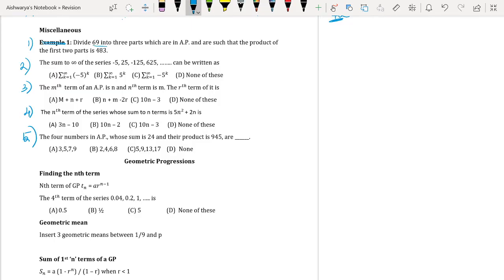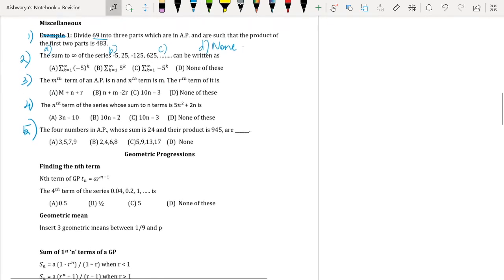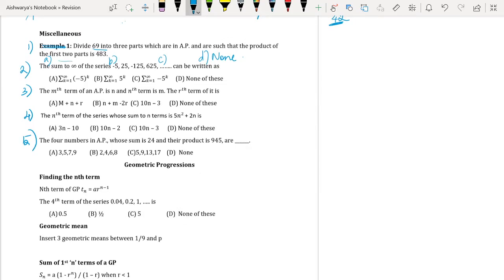So divide 69 into 3 parts. Option A, option B, option C, option D, let's say is none of these. All you have to do is just add the 3 values that are given in the options. It will be equal to 69. Multiply the first 2 parts and check whether it is equal to 483. Just do option testing. Option testing is the best to do in these kind of questions.